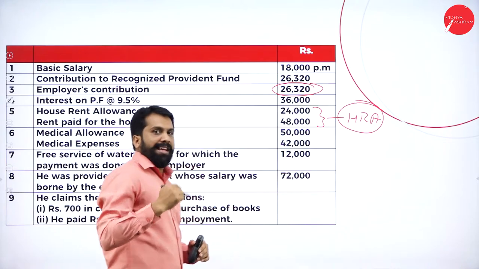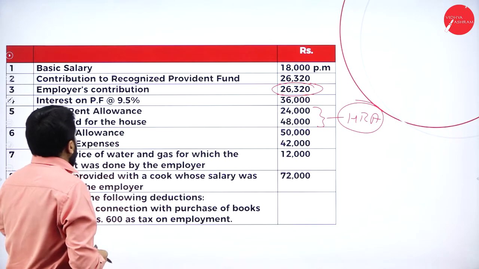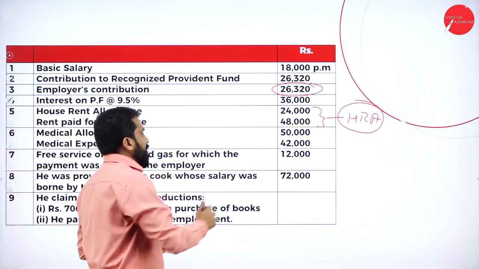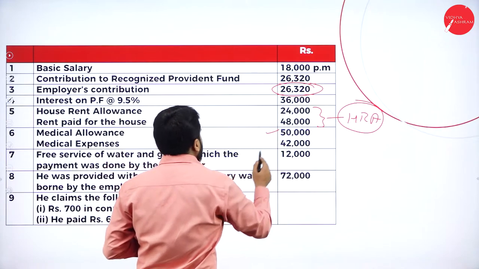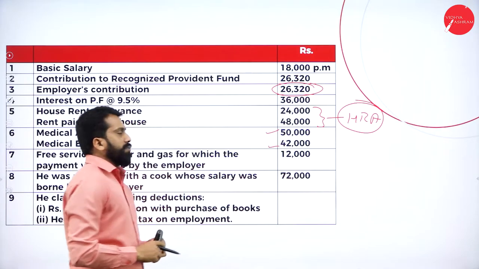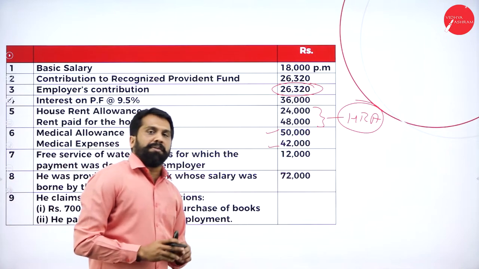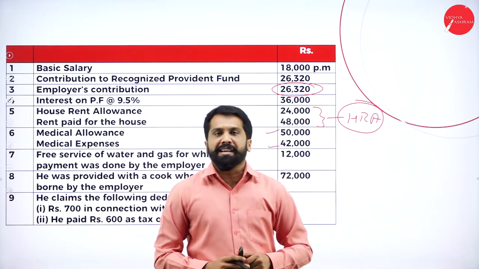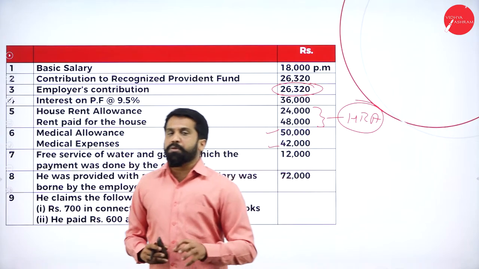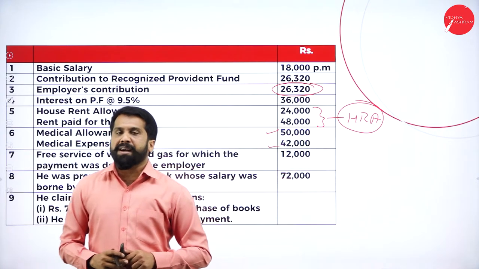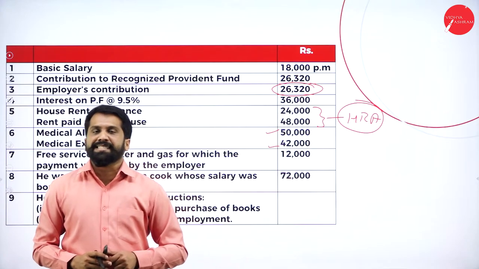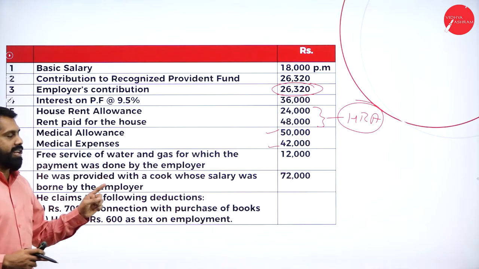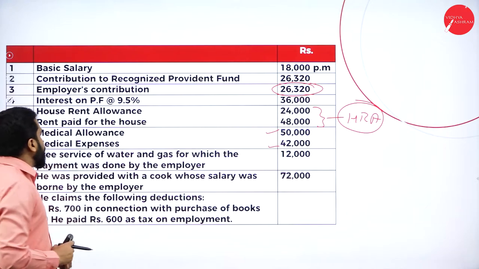It will come later. Now, medical allowance 50,000 and medical expenses 42,000. Remember, whatever medical expenses and allowances are fully taxable, there is no exemption. If it is approved by your income tax department, then we call it exemption. They have not mentioned anything about approval.